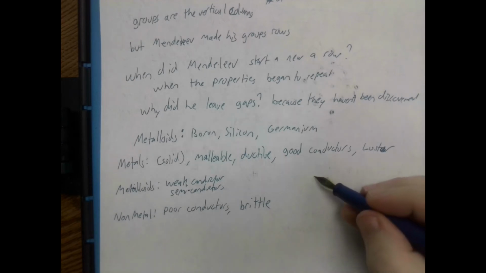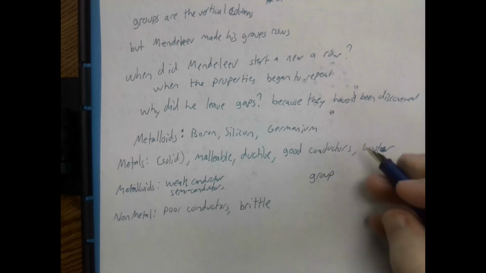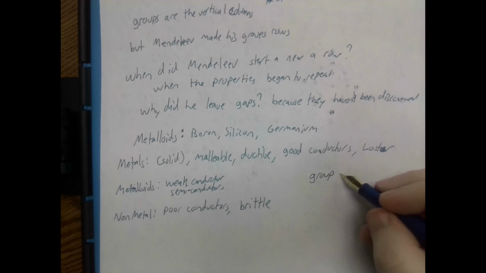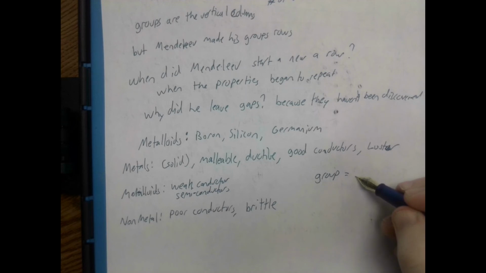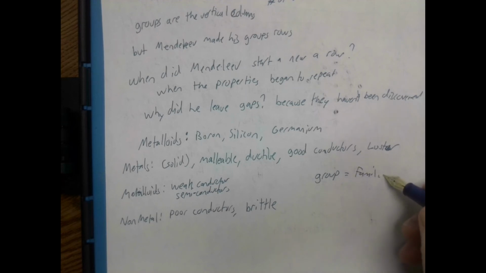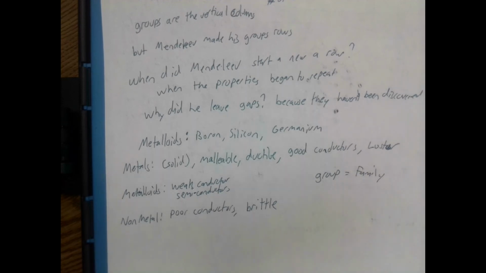What's another name for group? Oh, I know. What's that? Column. What's another name for a group, which is also a column? A family.